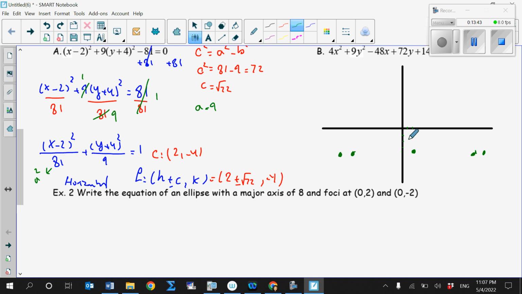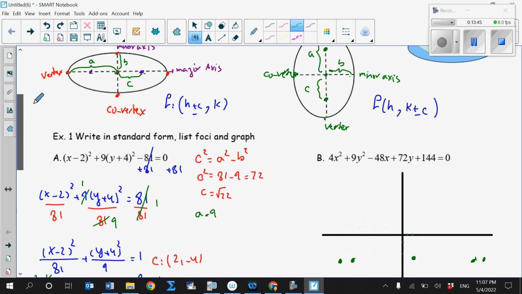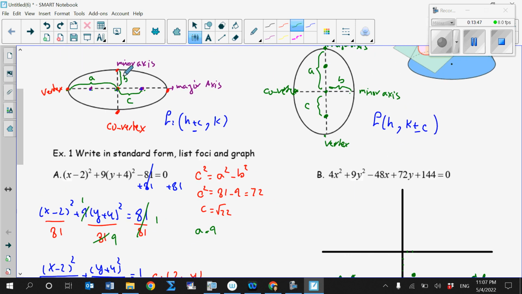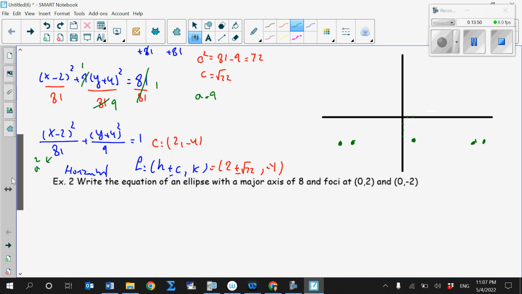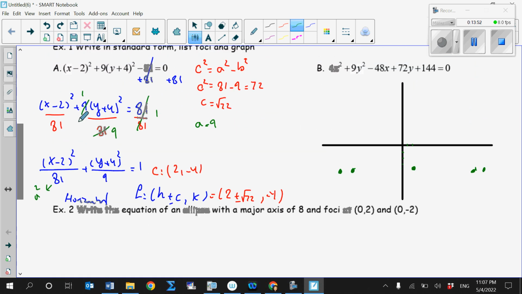I need to find the co-vertex points, which are the top and the bottommost points. How far do I need to go up and down? That is the b value. From the center, you go b up and b down to find the co-vertex. What is the b value? The b value is 3 because b squared was 9. So I need to go 3 up and 3 down to find my co-vertex points. Let's say, for example, something like this.